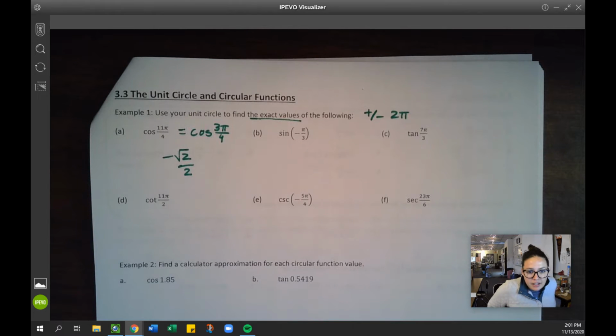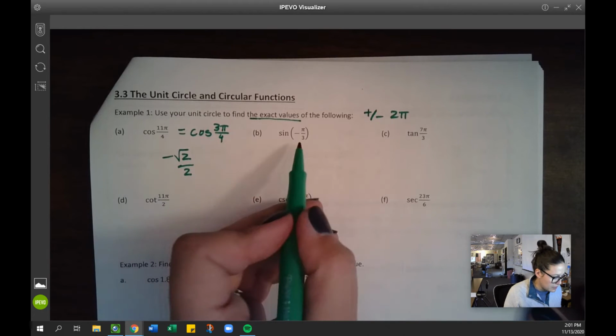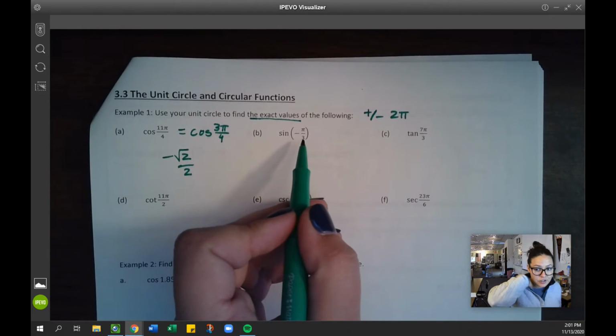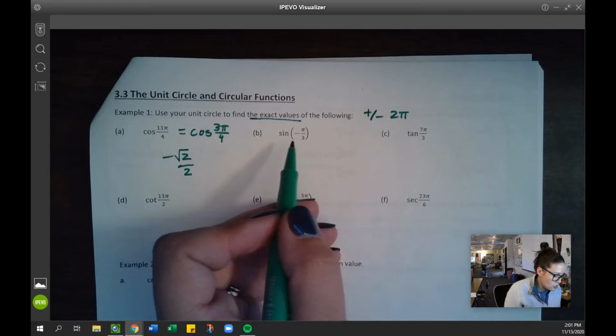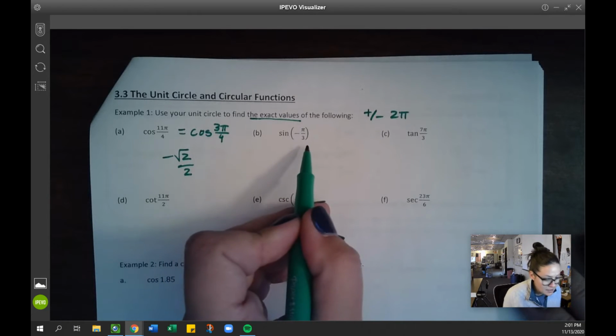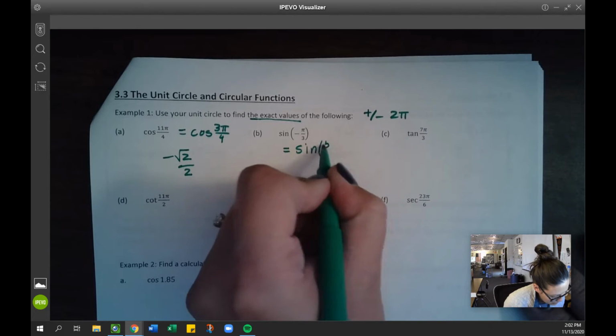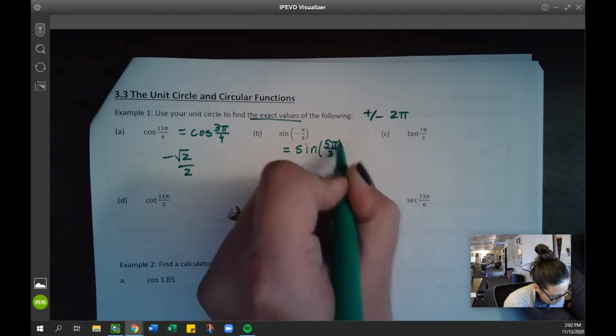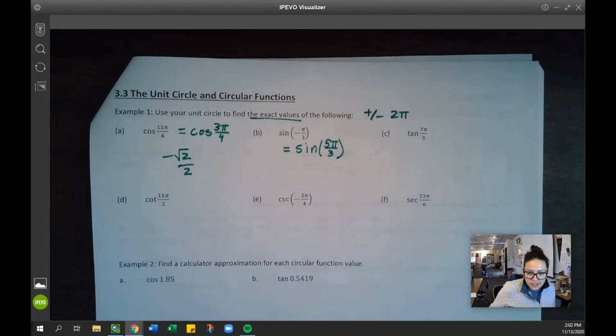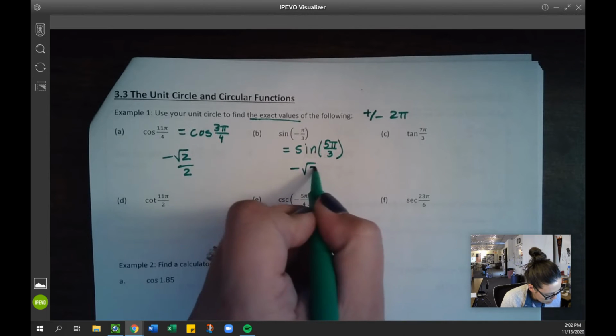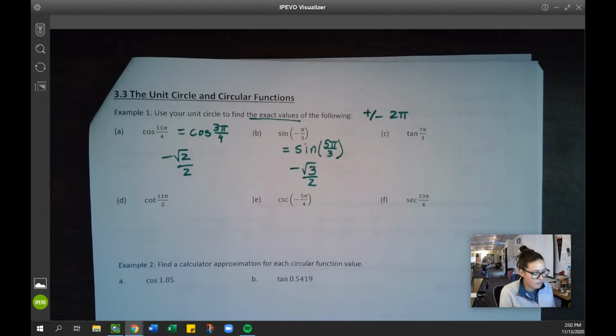Okay, sine of negative pi over 3. Again, I'm going to add 2 pi, and in this case, 2 pi would be 6 pi over 3. So this is equal to the sine of 5 pi over 3. 5 pi over 3, going to find that on my unit circle. The sine of 5 pi over 3 is negative square root of 3 over 2.